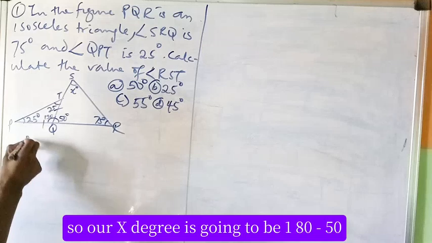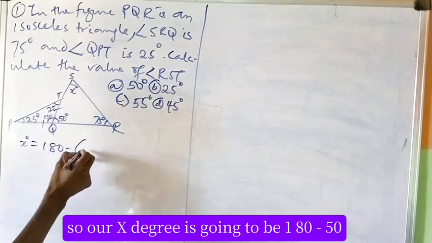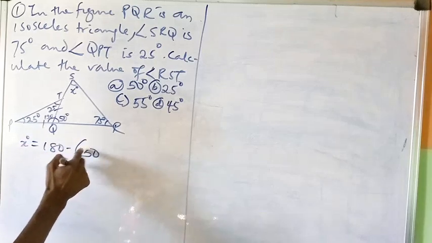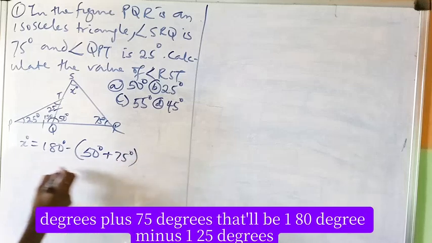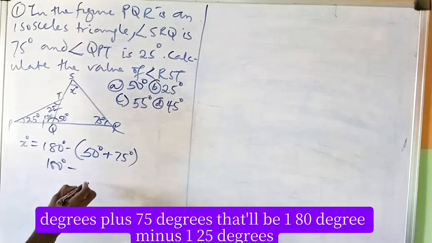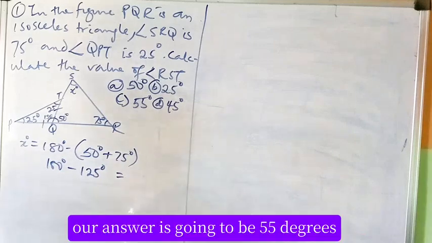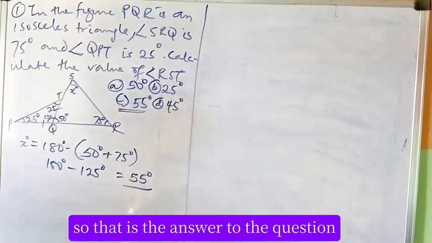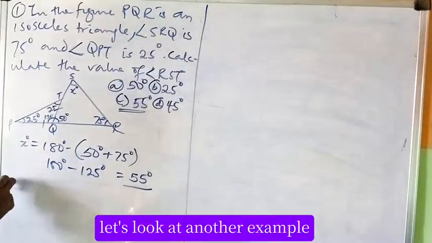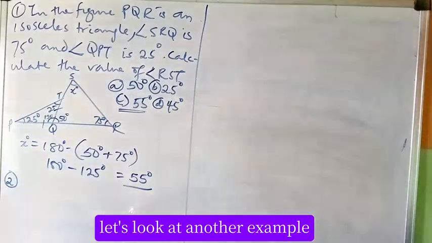So our x degrees is going to be 180 minus 50 degrees plus 75 degrees. That will be 180 degrees minus 125 degrees. Our answer is going to be 55 degrees. So that is the answer to the question. Let's look at another example.